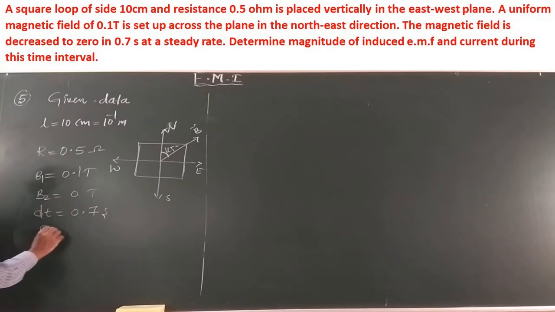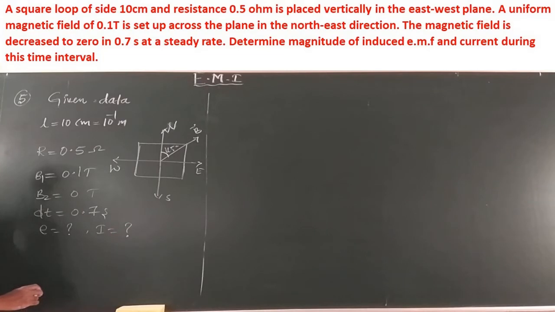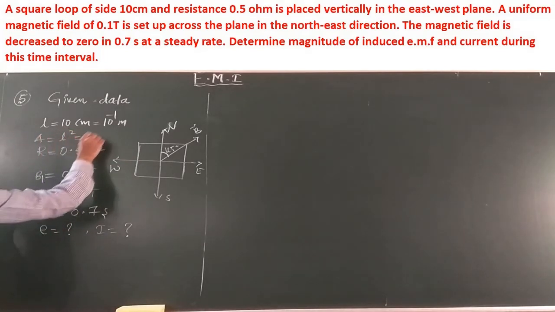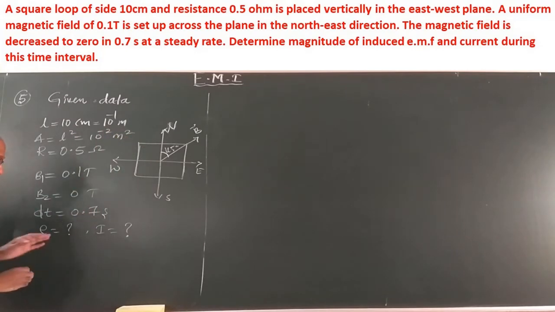What is the magnitude of the induced EMF? What is the amount of induced current that will be developed in the square coil? Now let us say the area is not given. How to find the area of the square? Area of the square is L square, that is 10 raised to minus 2 meter square.